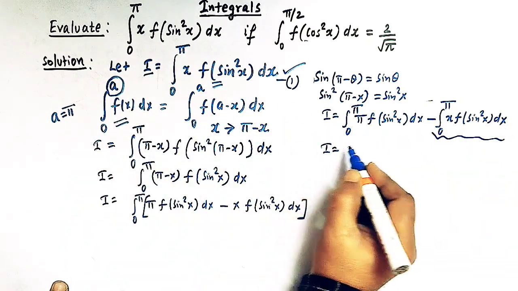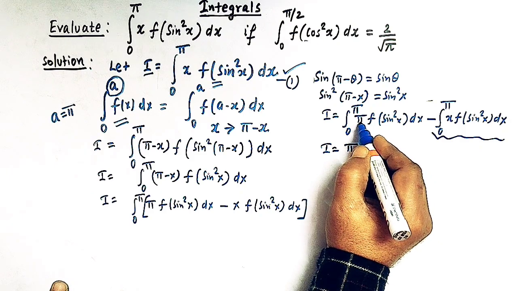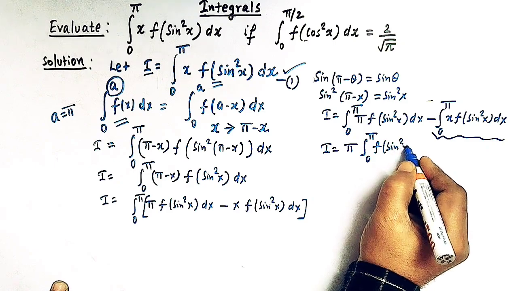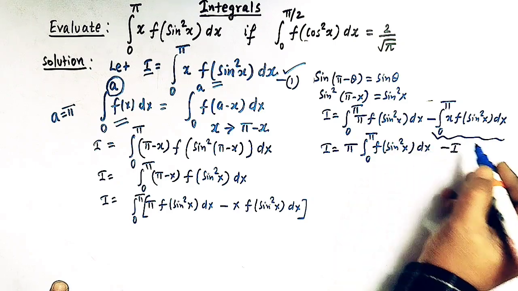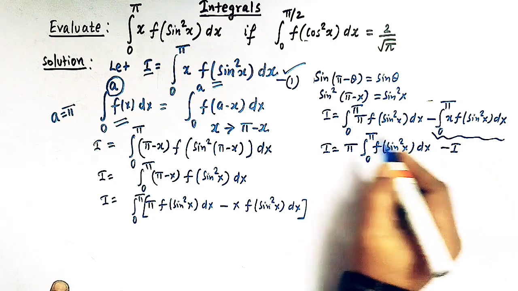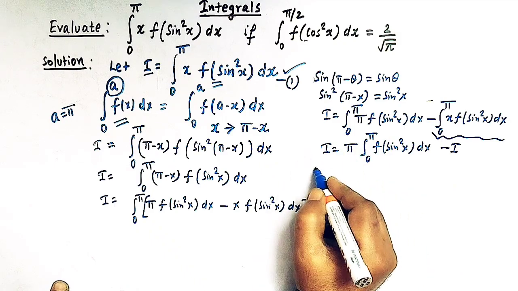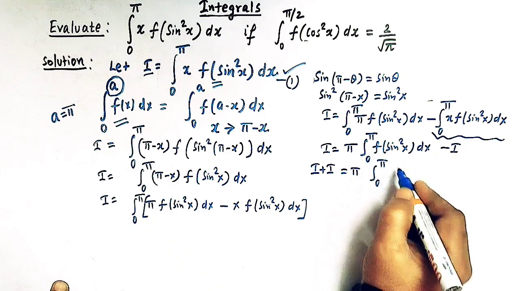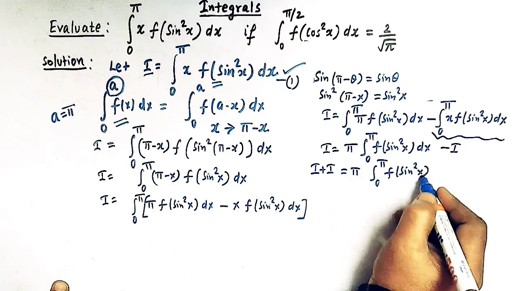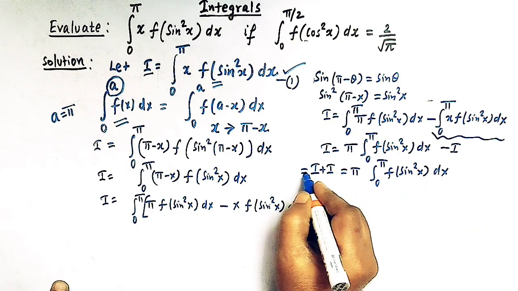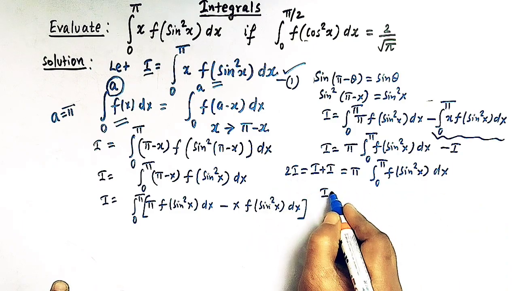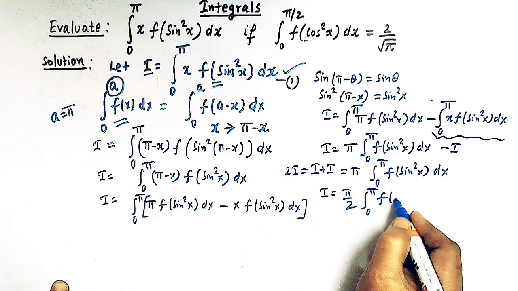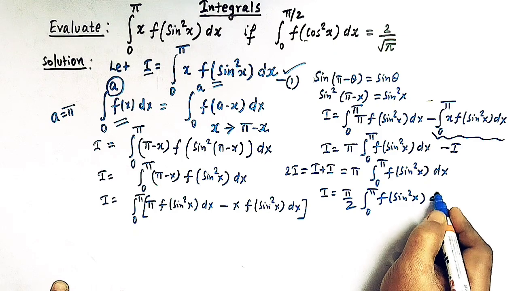So we have I is equal to pi, taking pi outside the integral, 0 to pi and f of sine square x dx, and here we have minus I. Now taking minus I to this side, we can now write I plus I, and we have pi, 0 to pi and f of sine square x dx. So I plus I is 2I, so I can be written as pi by 2, and 0 to pi f of sine square x dx.